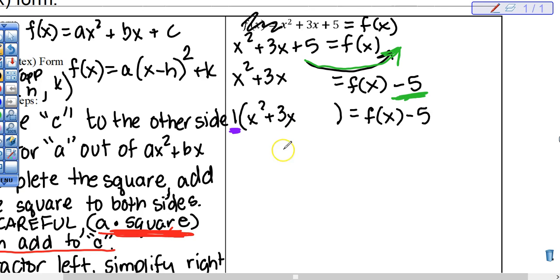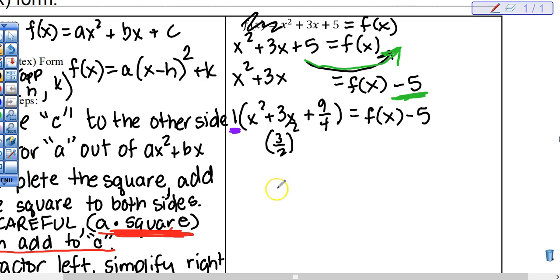So cut your b term in half. I'll write it down here so we can see it. Cut it in half and square it. So that's 9/4, right? Because you're squaring 3 halves. Here, I'll do this. See it? Cut it in half and square it. 9/4. But before, remember now, if I add it to this side, I have to add it to that side.